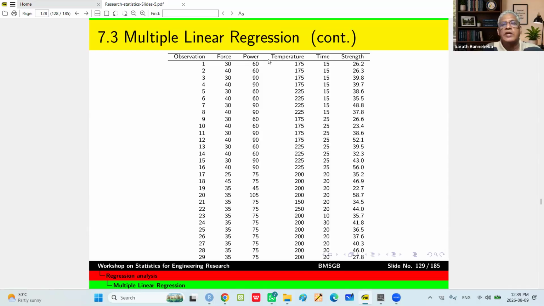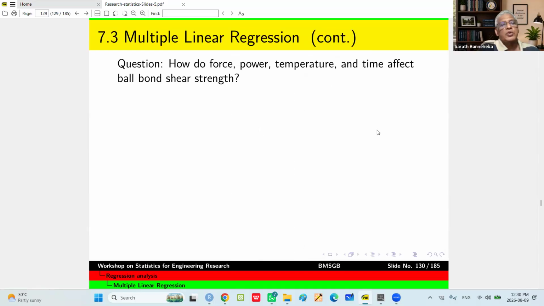So all the x variables are controlled variables, right? Only y is actually random. That is the strength. Only y is a random variable, right? So the question is, how do force, power, temperature, and time affect ball bond shear strength? The main objective is to find out the effect of each variable. How do they affect?